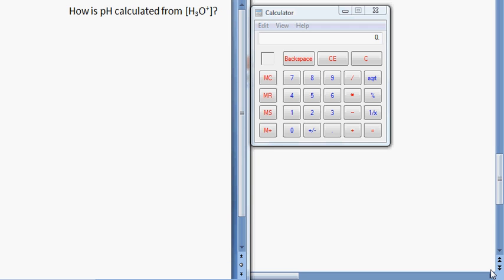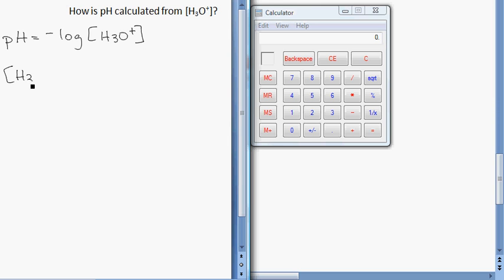In this video, I'm going to do a couple examples of how to calculate pH when given the hydronium ion concentration. Let's start by defining pH. pH is equal to the negative log of the hydronium ion concentration.